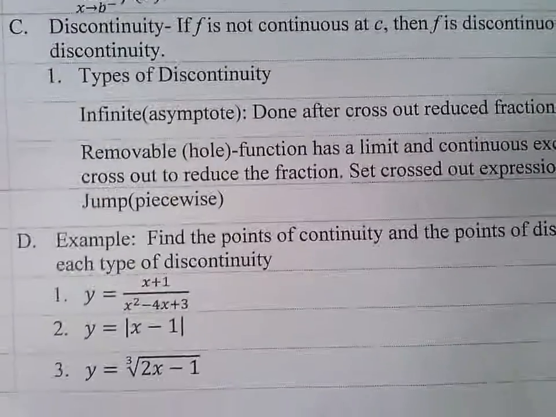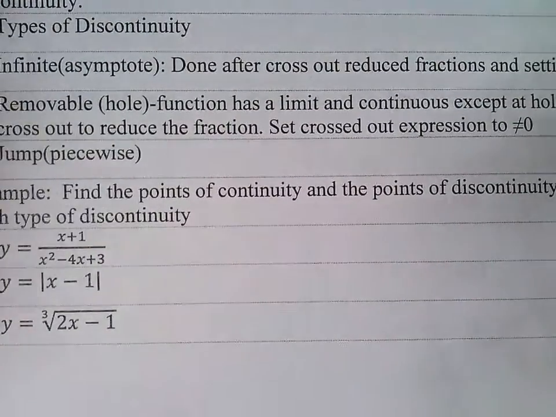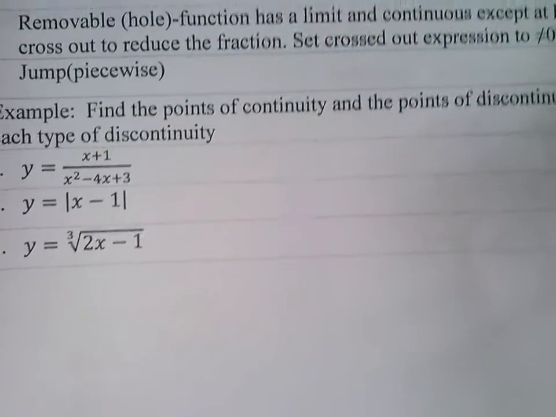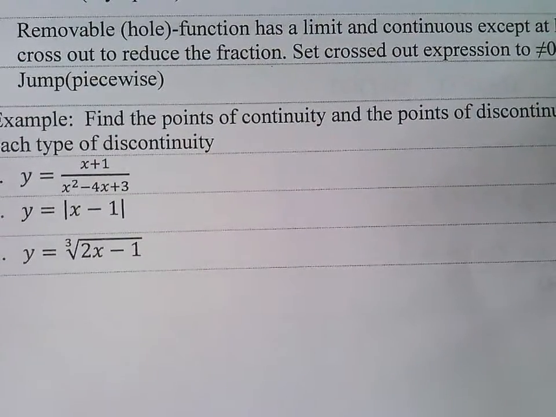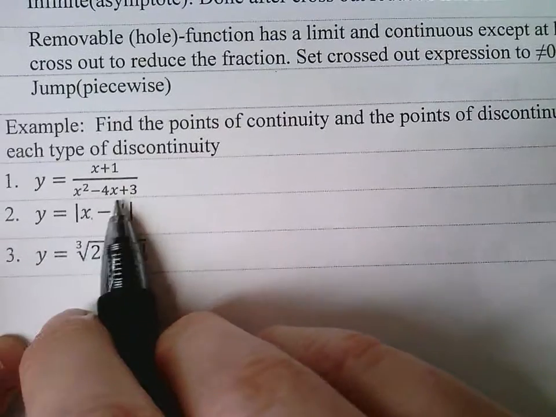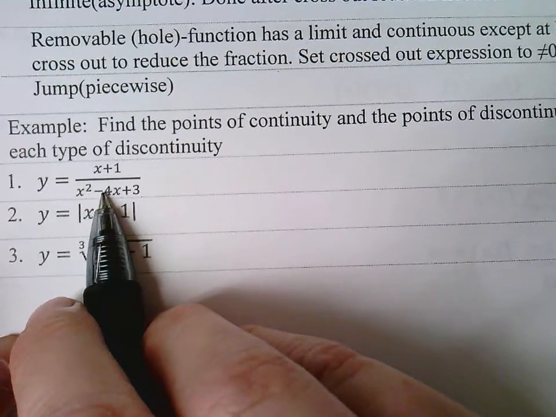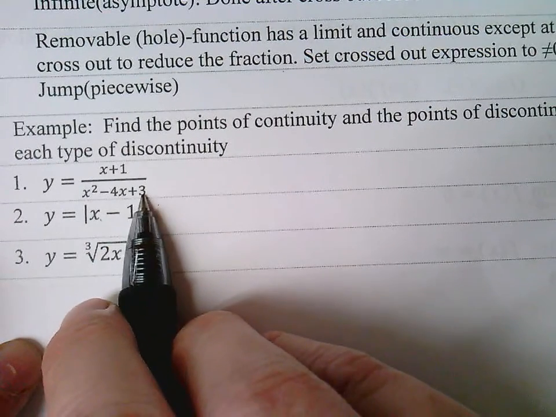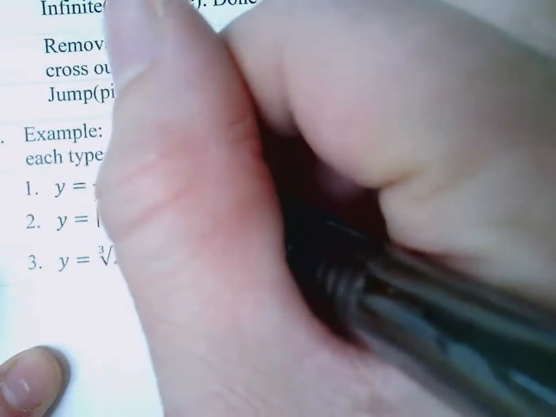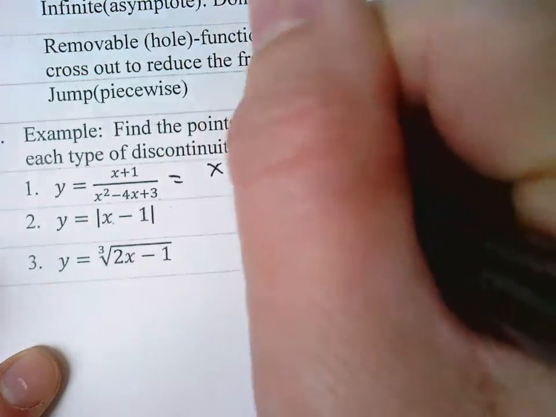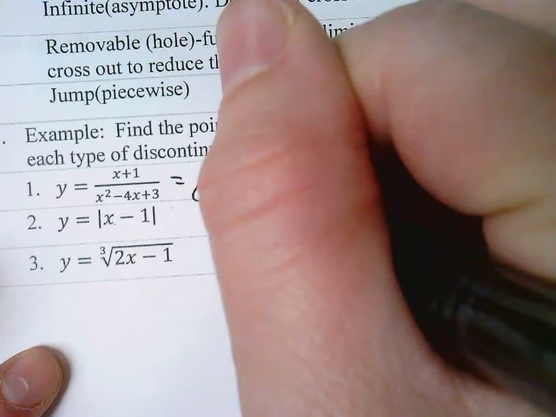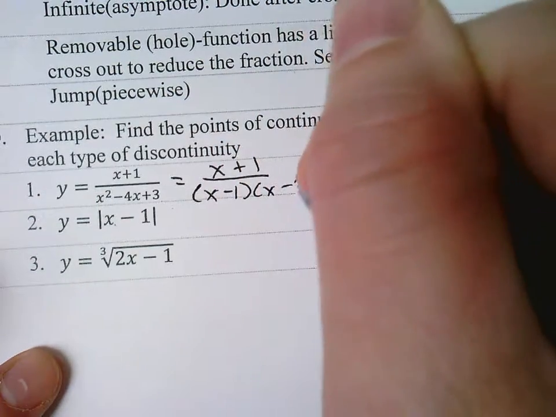Okay, so let's do some examples. Find the points of discontinuity and identify each type of discontinuity. So when we're identifying, we're seeing if it's infinite, removable, or a jump. So first things first, let's see if we can factor this. So are there factors of 3 that add to get negative 4? Yes. So we're going to factor. So that's going to be x plus 1 over x minus 1 times x minus 3.